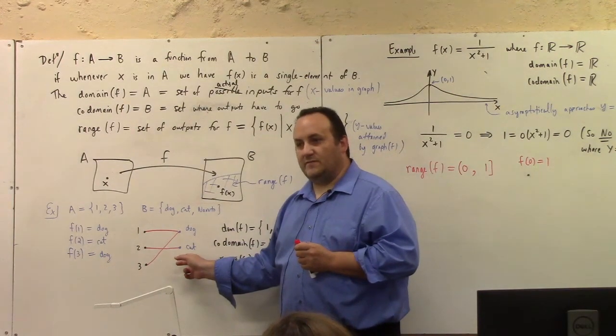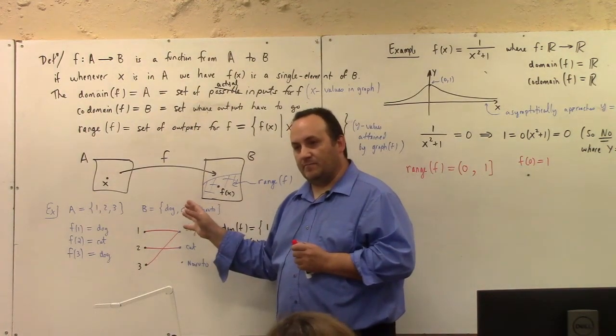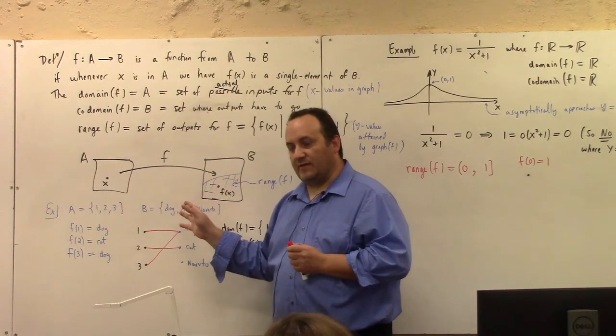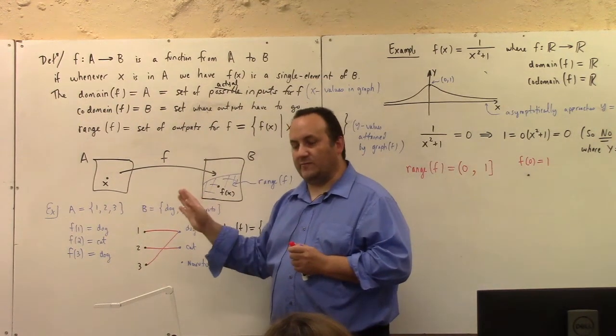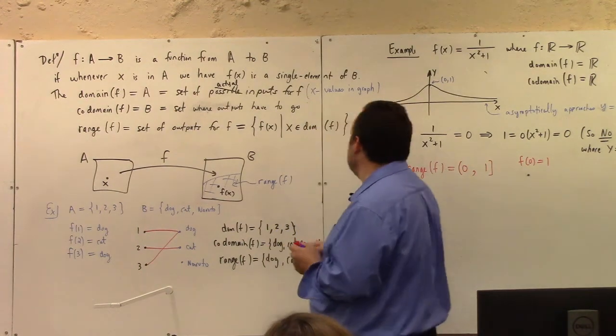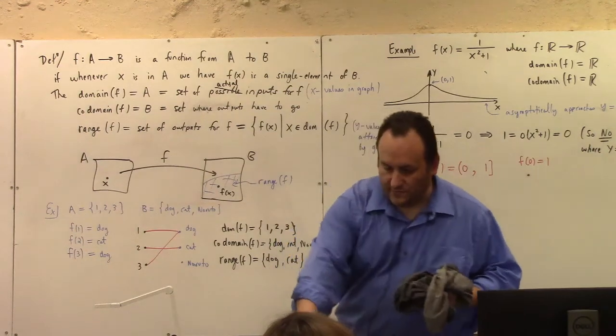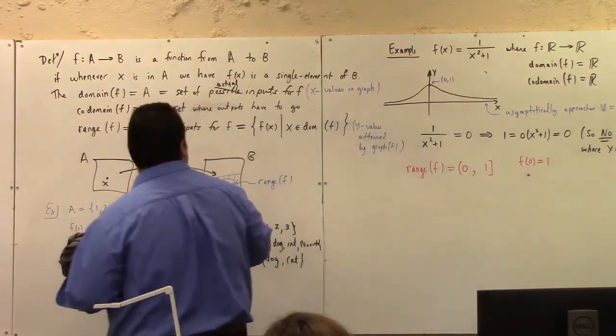Now, what does that mean for graphs in the xy plane? What does it mean graphically that a function can only have one output for each input? What does one output for each input look like for a function?